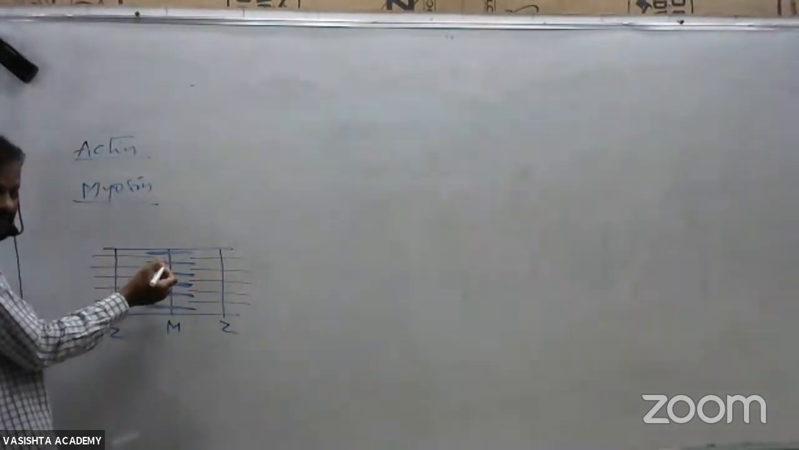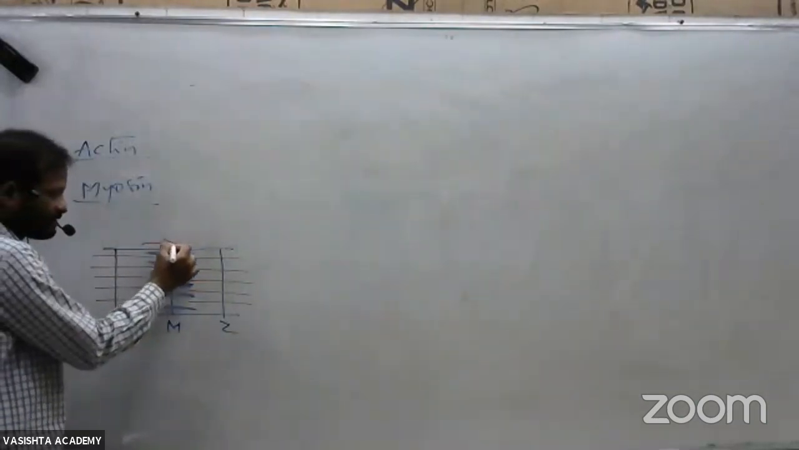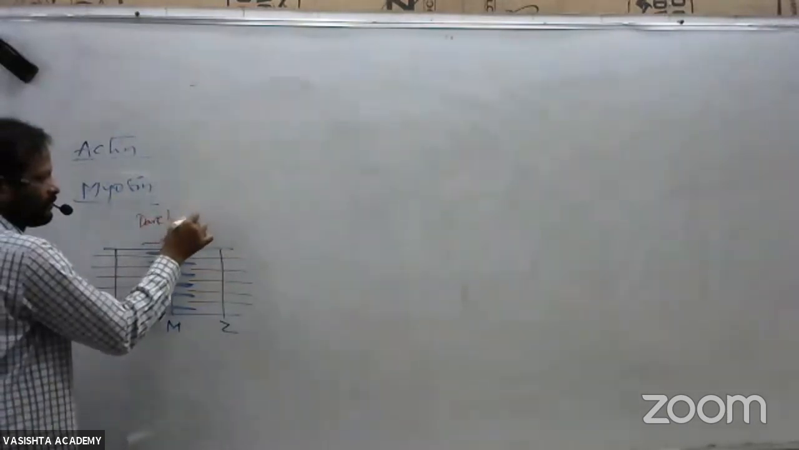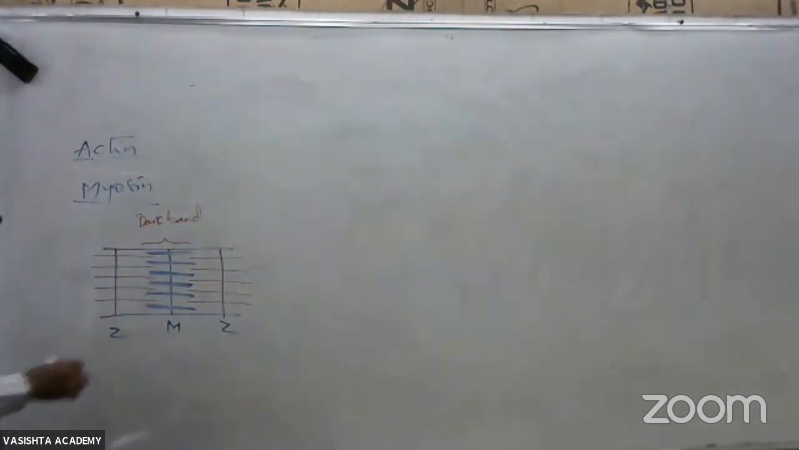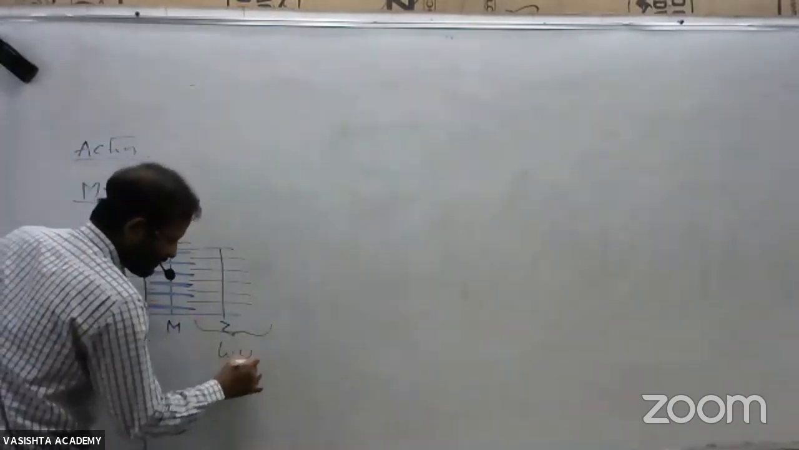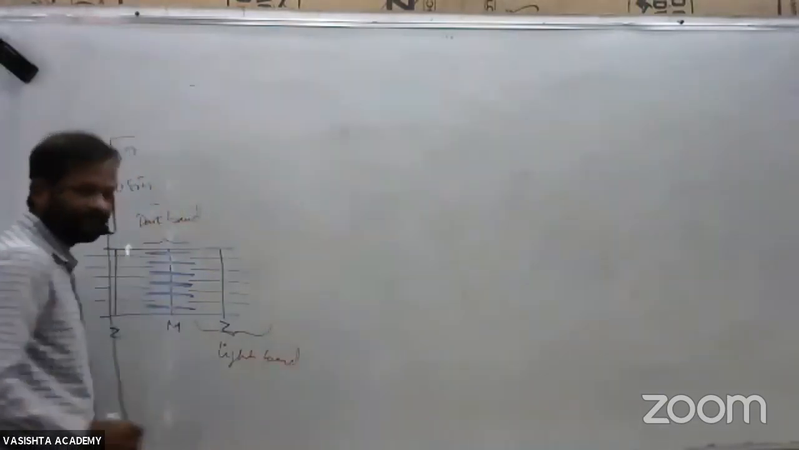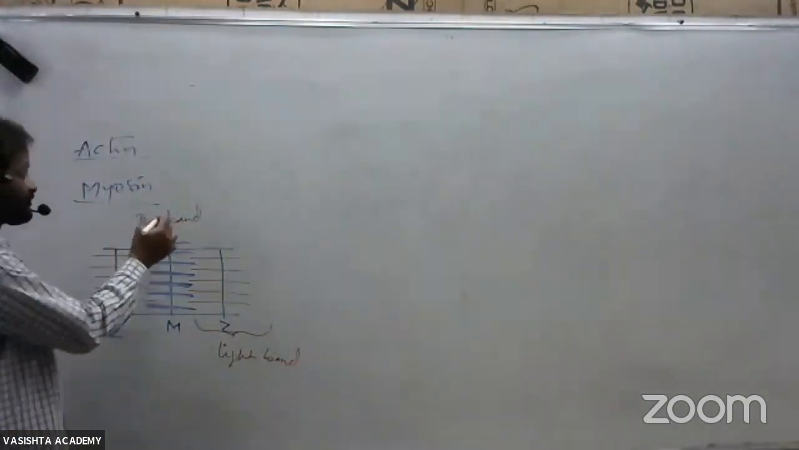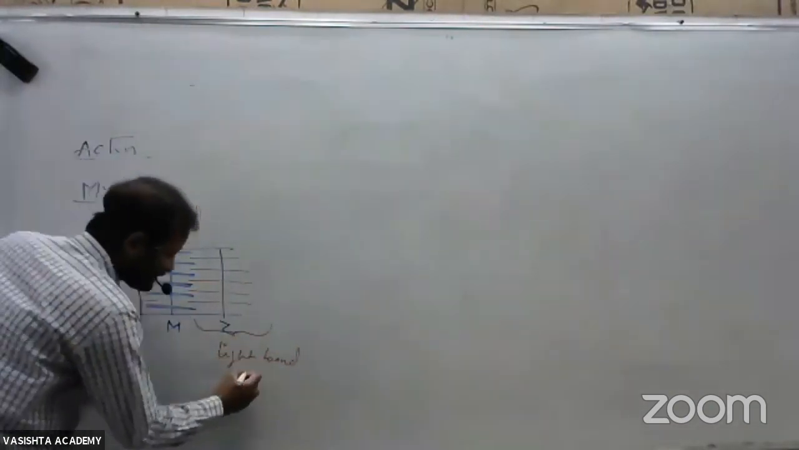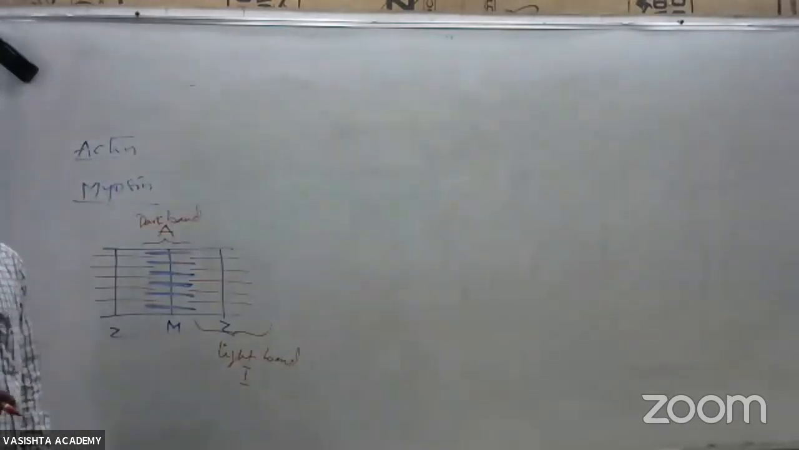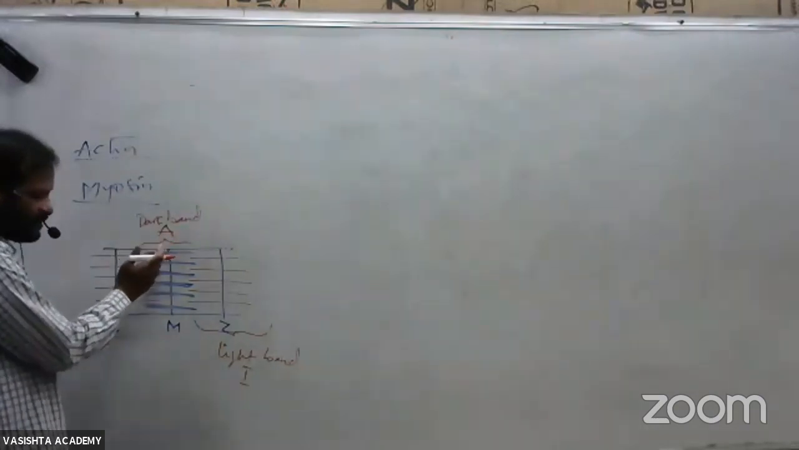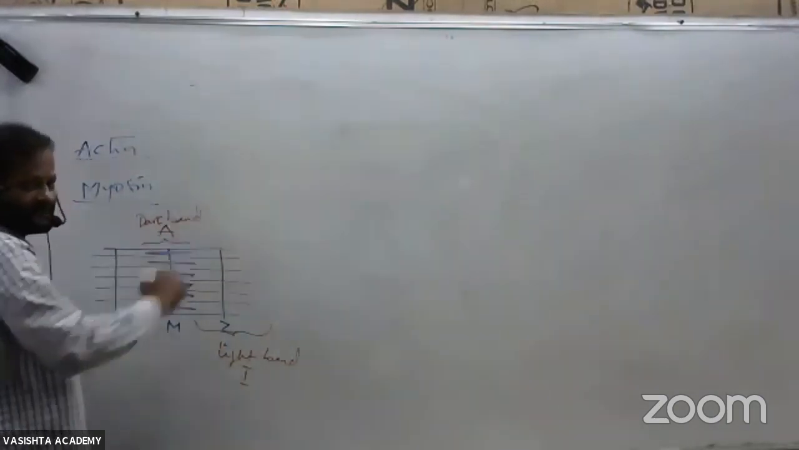So wherever the myosin filaments are present, that appears very dark, that is dark band. Wherever the actin filaments are present, that is called as light band. This dark band is also called as A band. Light band is also called as I band. So in this myofibril, A band, I band, they are alternately present.